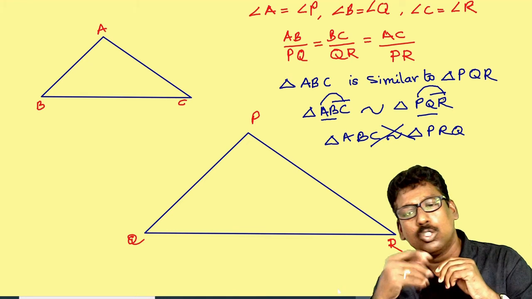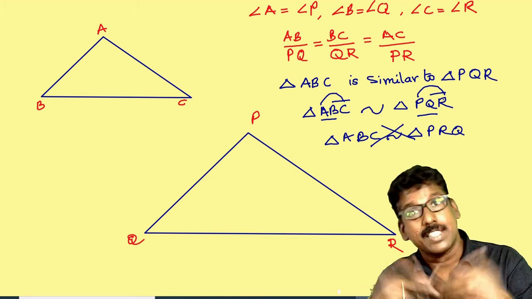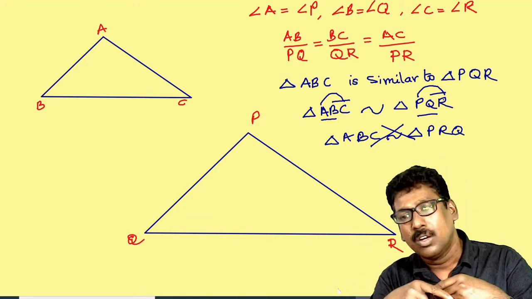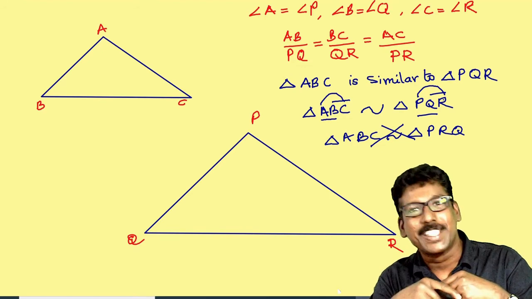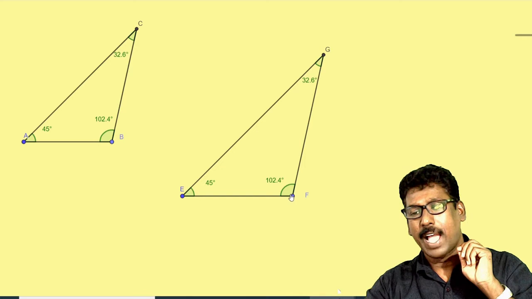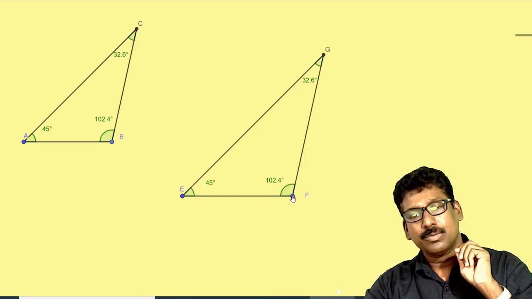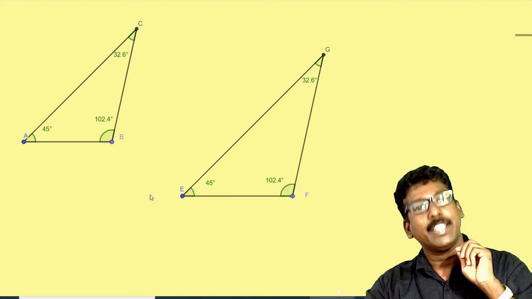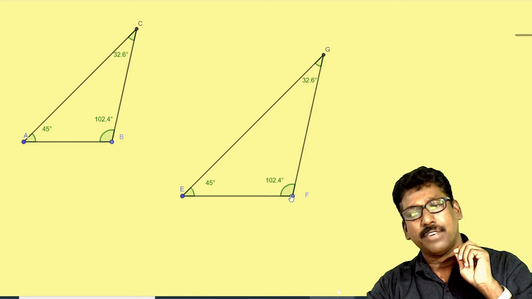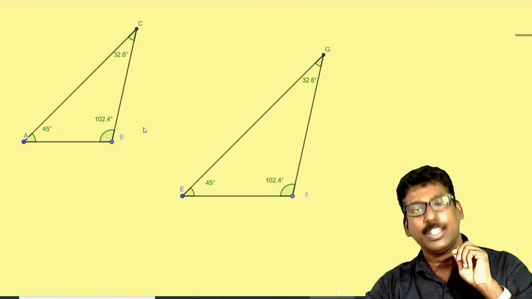Now, to check the similarity of two triangles, is it necessary to check that all the angles are equal or all the sides are proportional? Let us have a look at it. Here you have two triangles, triangle ABC and triangle EFG. Now, look at the angles. Angle A and angle E are equal, angle B and angle F are equal, angle C and angle G are equal.